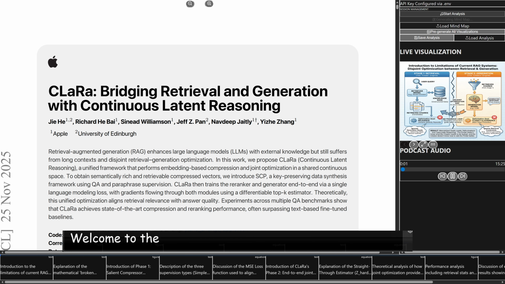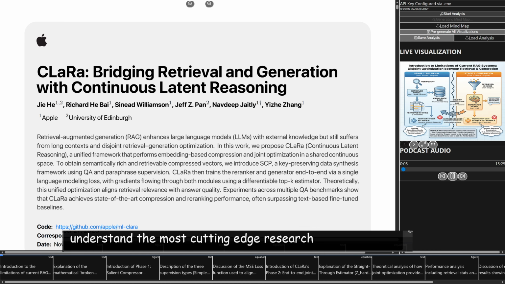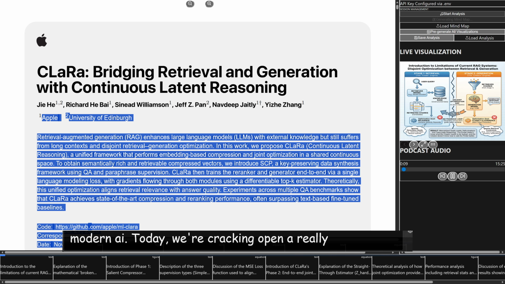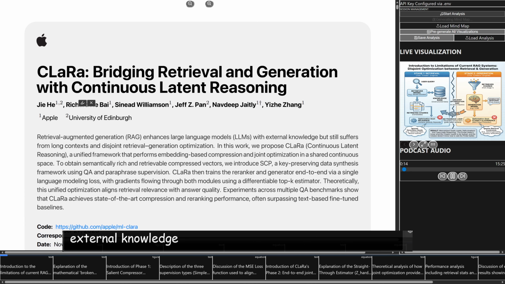Welcome to the Deep Dive, the shortcut you need to understand the most cutting-edge research driving modern AI. Today, we're cracking open a really critical architectural shift in how large language models handle external knowledge. We're talking about retrieval-augmented generation, or RAG. Exactly. RAG is absolutely essential. It's how you keep these models grounded in actual facts and stop them from making things up. Right, the hallucinations that were such a huge problem early on.